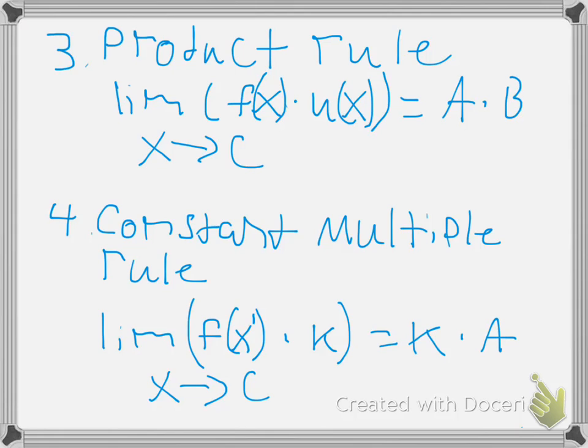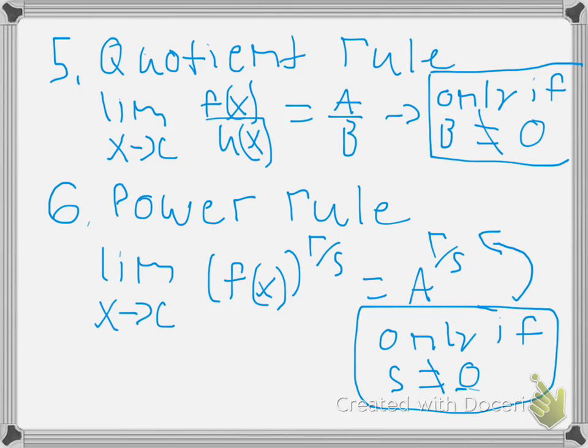The fourth rule, called the constant multiple rule, states that the limit of f of x times k as x goes to c is equal to k times a. In this case, k stands in for a constant. It could be any value. The fifth rule is called the quotient rule. This states that the limit of f of x over u of x as x goes to c is equal to a over b. And this is only true if b doesn't equal 0, because if b is equal to 0, it will be undefined.